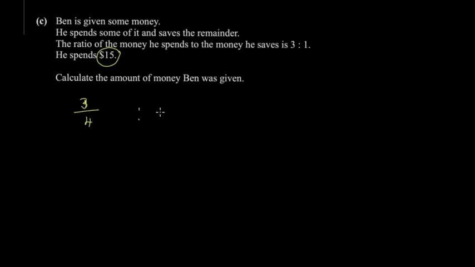3/4 corresponds to $15 here. So if you're dealing with this, the way that you can work out the whole, the total amount, is to just invert this. I'll tell you why we invert. So you should have something like 4/3 multiplied by $15. Then here it cancels, this one becomes 5, and then 5 multiplied by 4, then you get 20. So remember, it's $20 here.